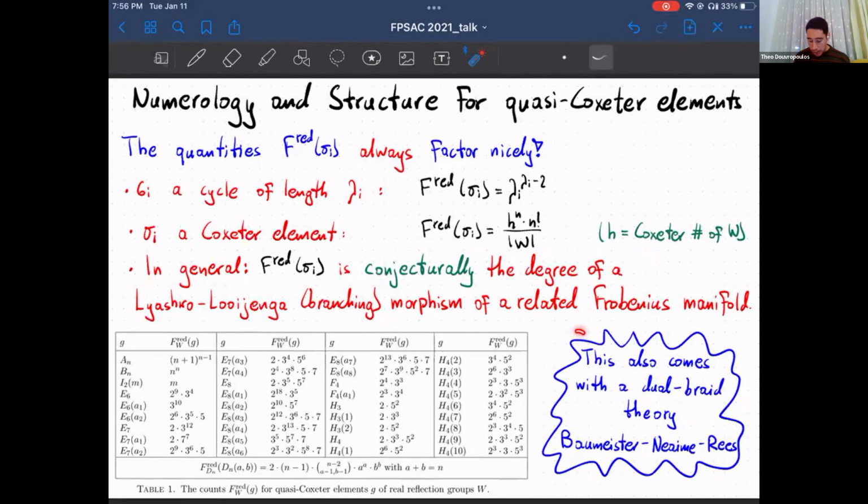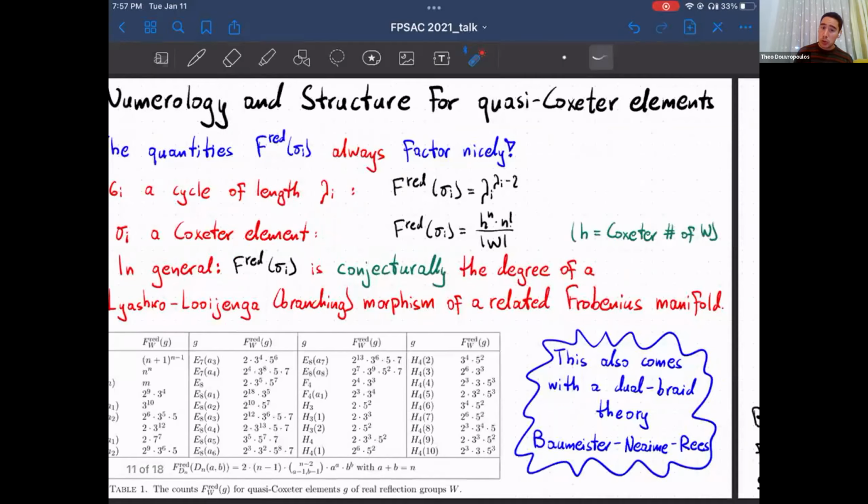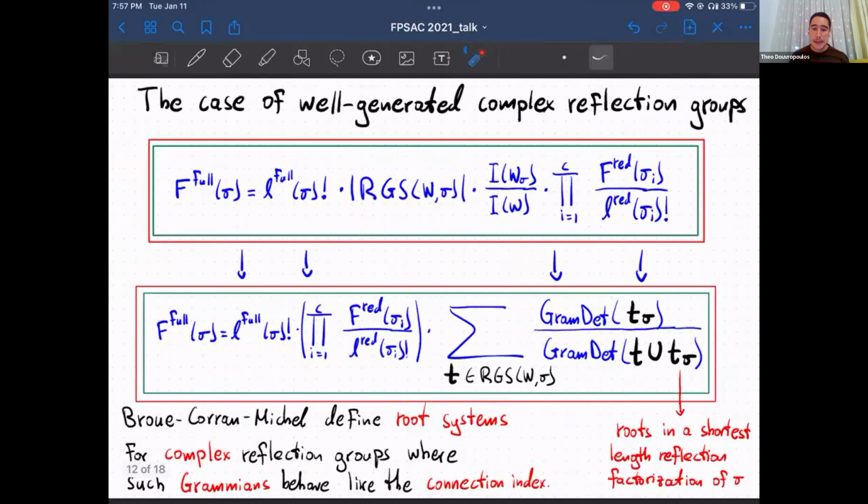And this also comes with a dual braid theory. Baumeister and Ries developed a way to do presentations for the group just by using the reflection factorizations of quasi-Coxeter elements. So if you're an expert on dual braid things, this would sound natural to you, but it's interesting, right? These give presentations of the Coxeter group, not of the braid group, but they do give presentations of something else, possibly the complement of some other discriminant. So cool stuff for the quasi-Coxeter elements.